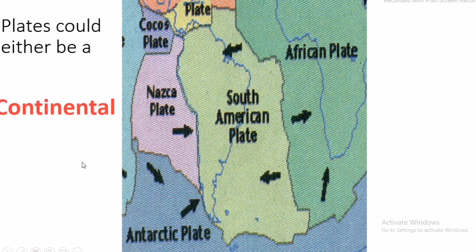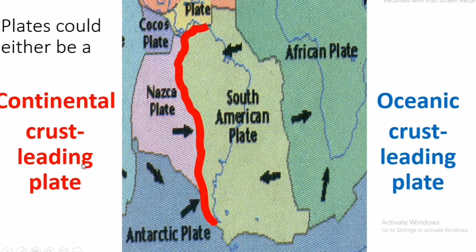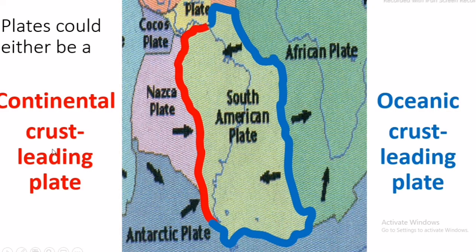Plates could either be a continental crust-leading plate or an oceanic crust-leading plate. So what does it mean? A continental crust-leading plate is one where the edge of the plate is a landmass. Just like this, the edge of the South American plate, indicated by the red marking or the red line. This is a continental crust-leading plate because this is the edge where the landmass is located. And the other side is called the oceanic crust-leading plate.